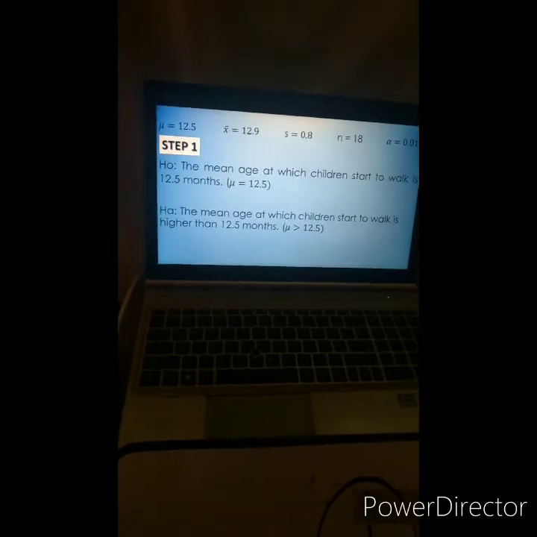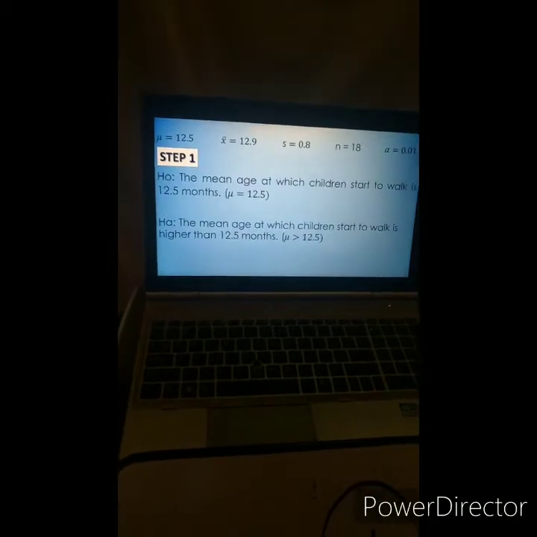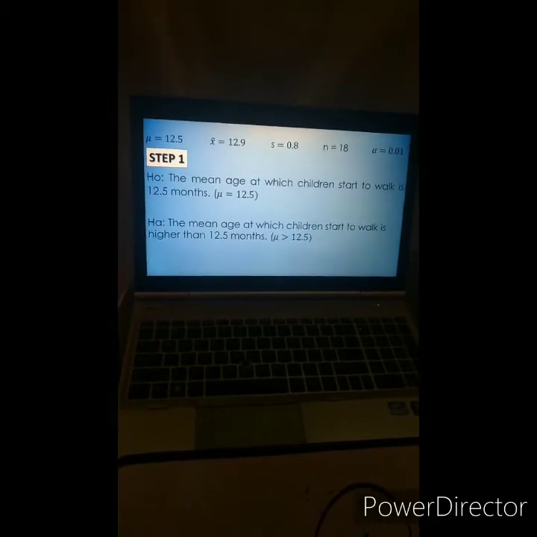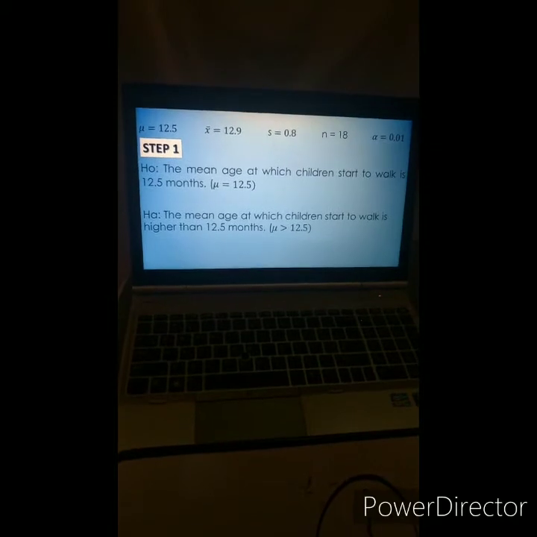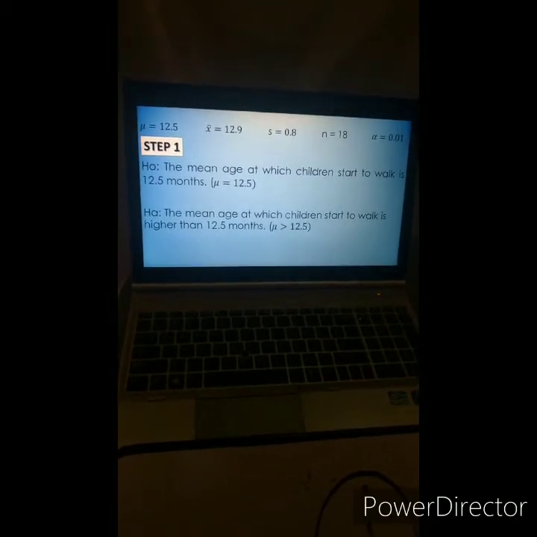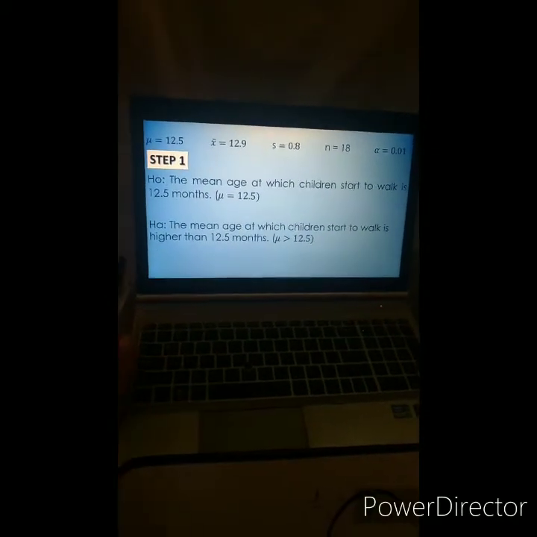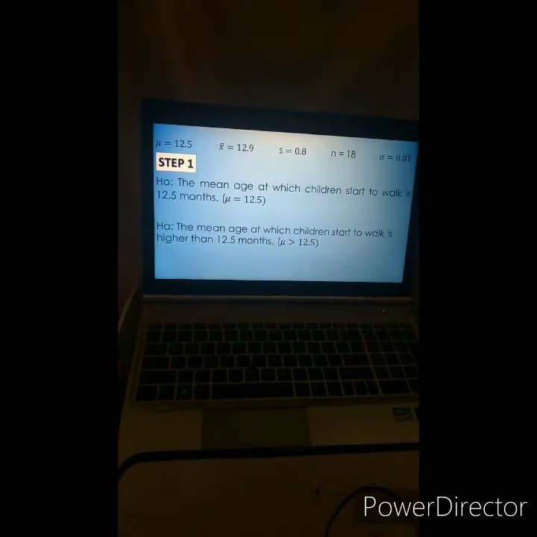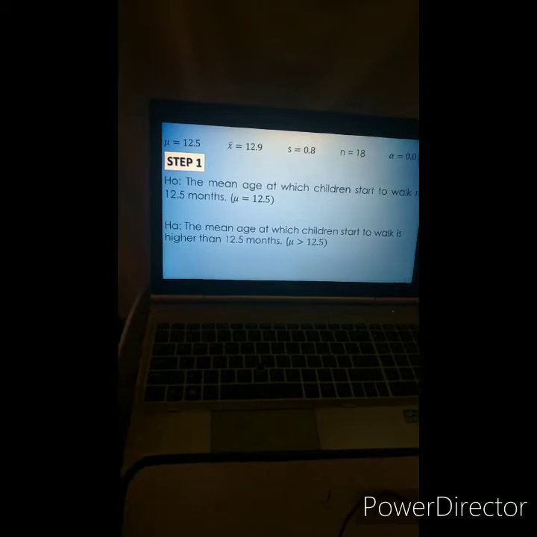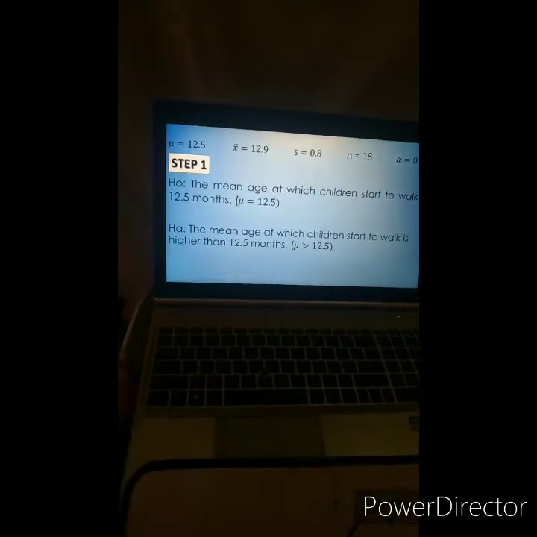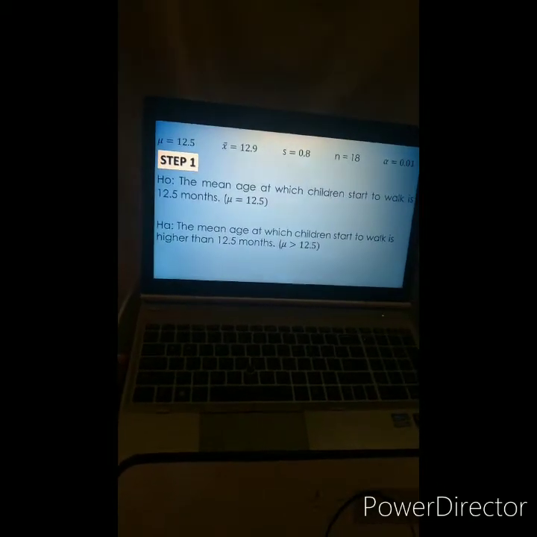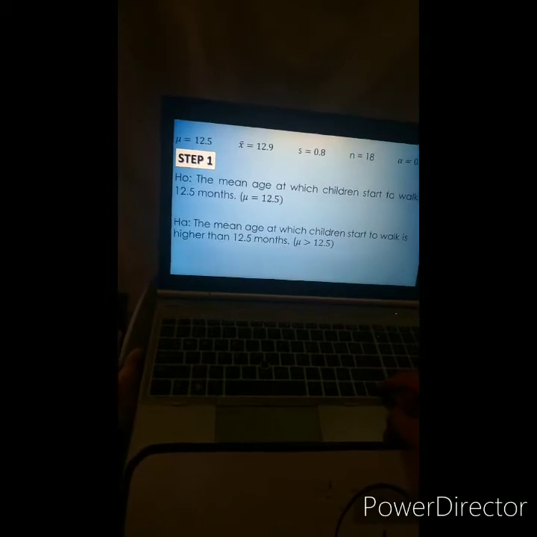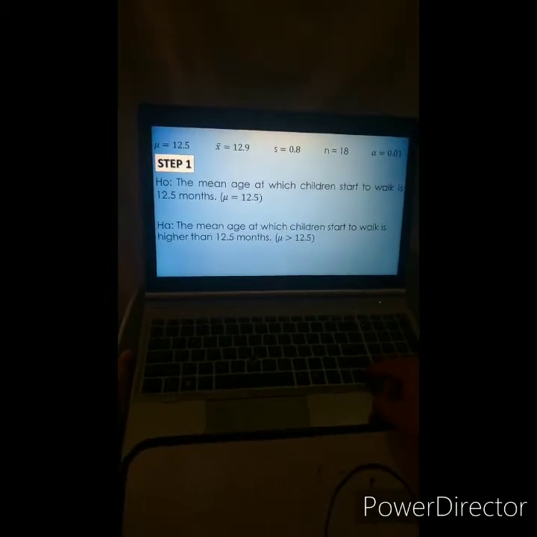So step 1, let's construct our null and alternative hypotheses. The null hypothesis: the mean age at which children start to walk is 12.5 months, mu is equal to 12.5. And the alternative hypothesis: the mean age at which children start to walk is higher than 12.5 months. That is now our alternative hypothesis.